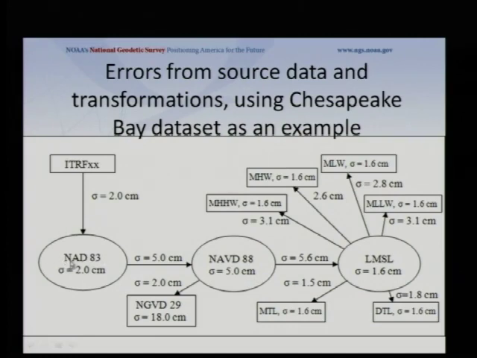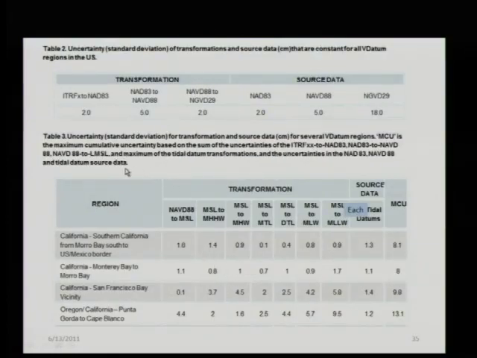But let's say you're starting from an NAD 83 ellipsoid height. You need to transform to NAVD 88. The transformation error is plus or minus 5 centimeters. The error in the data itself is 2 centimeters. The error in the data for NAVD 88 is 5 centimeters. So all these things are additive, and there's a table associated with these that shows you the maximum cumulative uncertainty associated with each of these data sets. I've included just the 4 data sets that pertain to California. If we focus in on the San Francisco Bay, it's basically 10 centimeters of error. So it's not small.